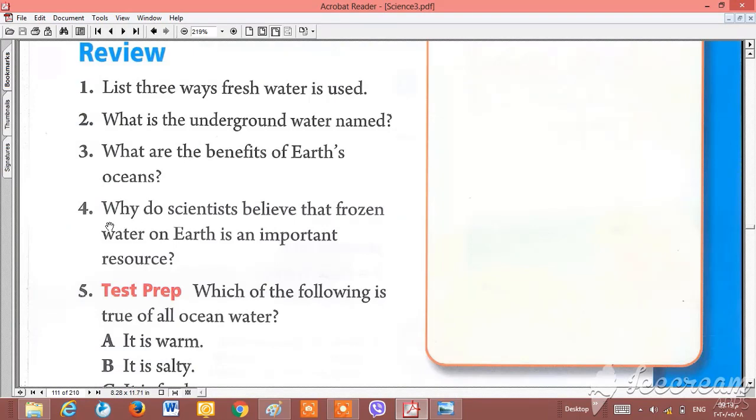Question 4, why do scientists believe that frozen water on earth is an important source?